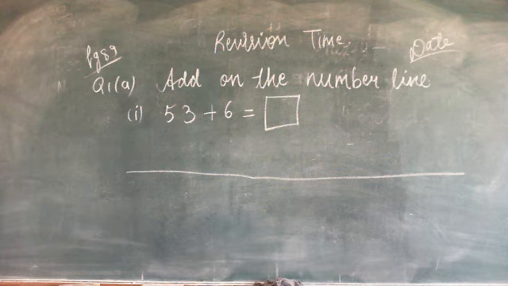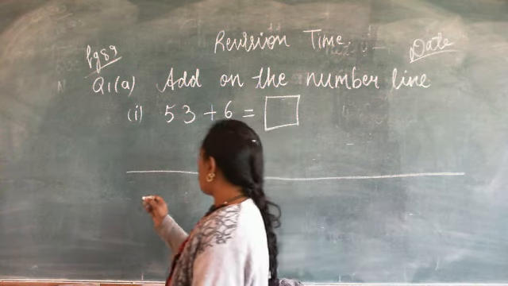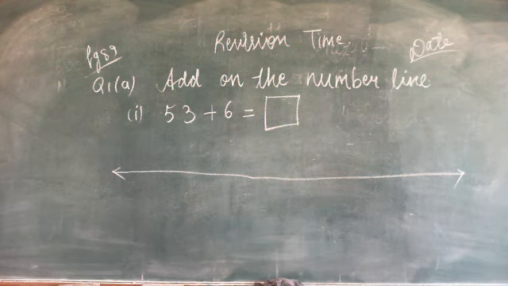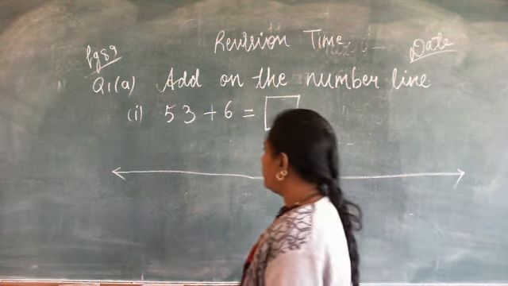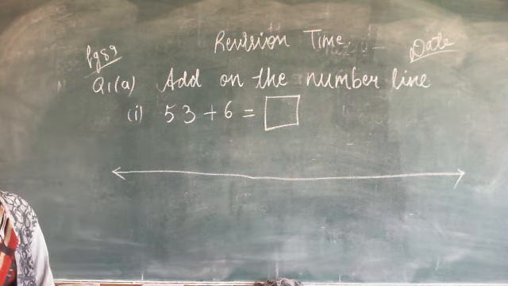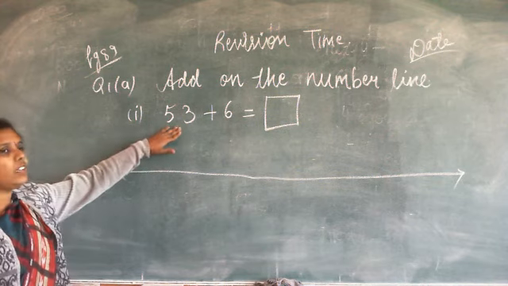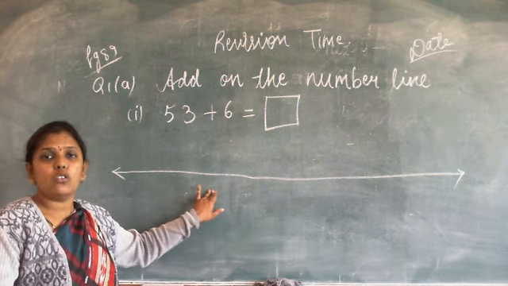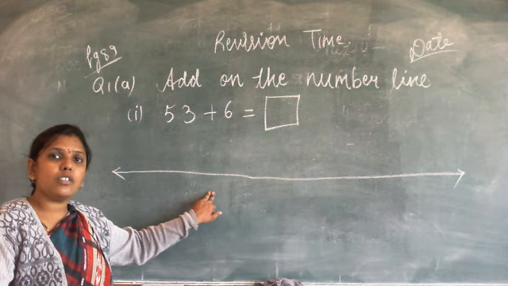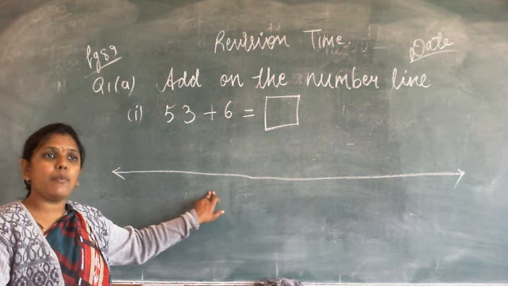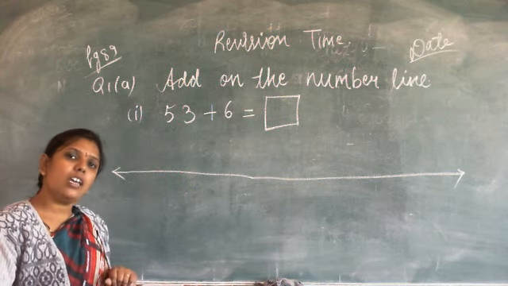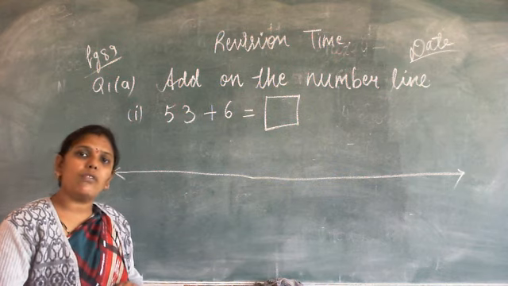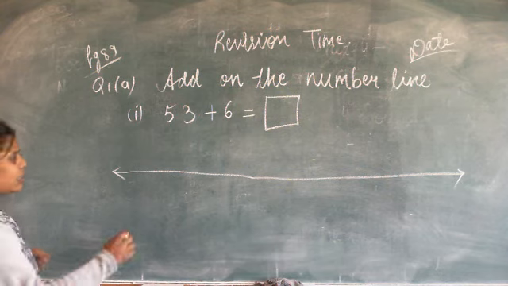Now what is the next step? We have to write numbers on the number line. Since we are adding 53 and 6, 53 must be on this number line. We have to write a sequence in which 53 comes. Which line does 53 come in? It comes in the line of 51. So we will start writing from 50.